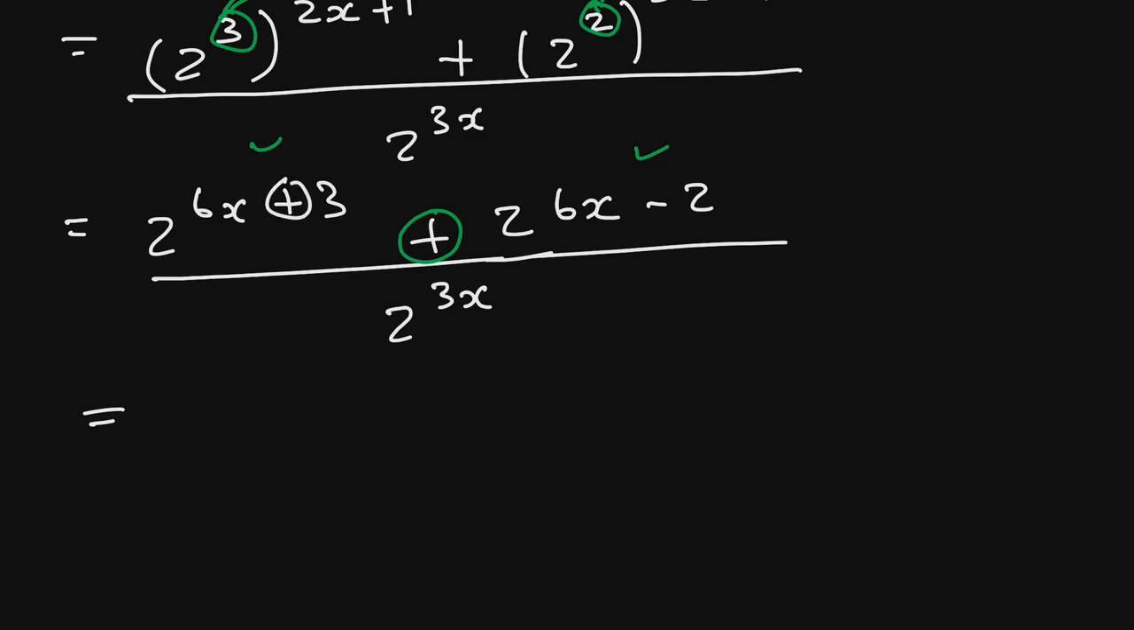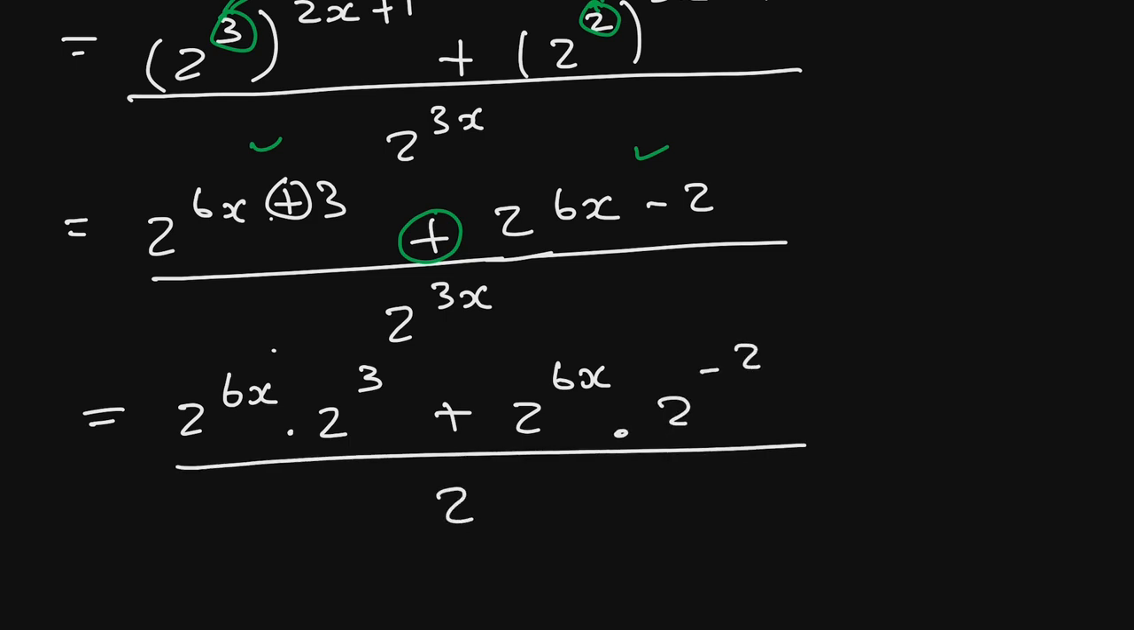So this thing can be written as 2 to the power of 6x multiplied with 2 to the power of 3. This and that is the same thing. It's just that we have expanded it now. And therefore, we also do the very same thing to the second one. So we're going to have 2 to the power of 6x multiplied with 2 to the power of negative 2, all divided by 2 to the power of 3x.